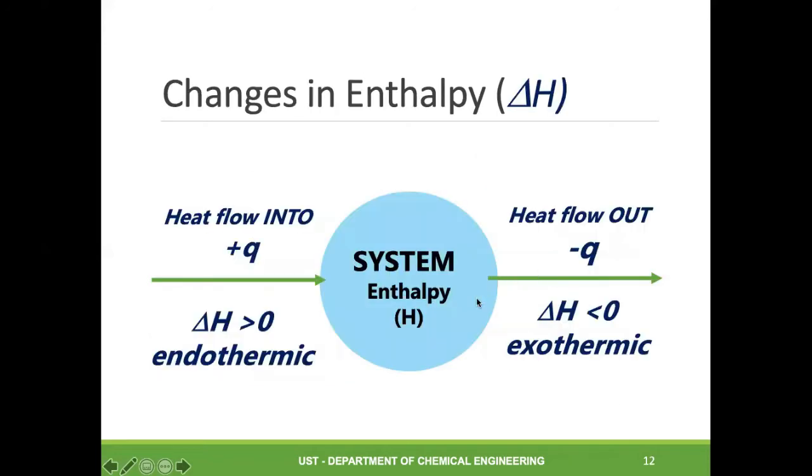Now, for changes in enthalpy, if you had the system here, so heat flow into, we have a positive value of Q. So therefore, what will happen to the enthalpy is equal to a positive value since this is an endothermic process. Whereas heat flow out, so we have negative Q. And what will happen to delta H? So delta H becomes negative, or this is considered as an exothermic process.